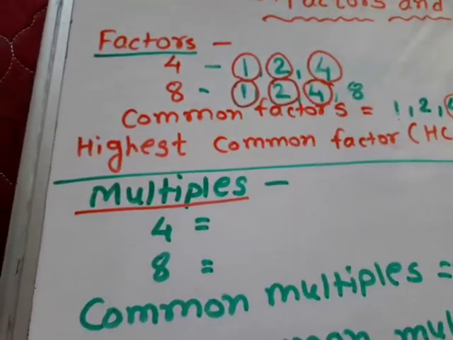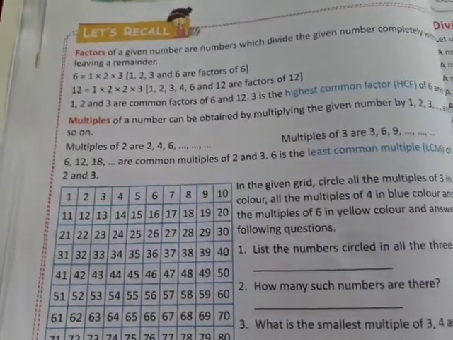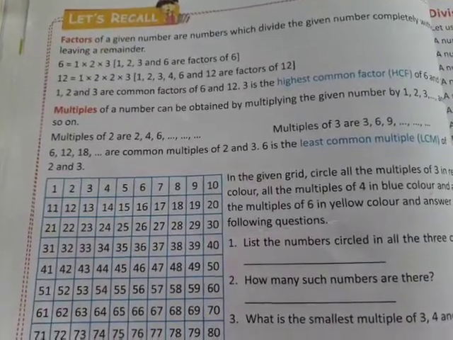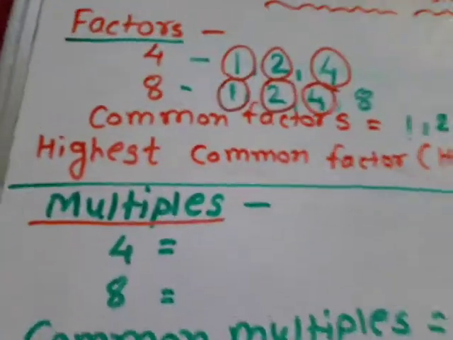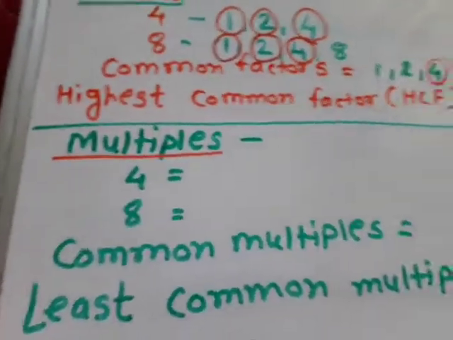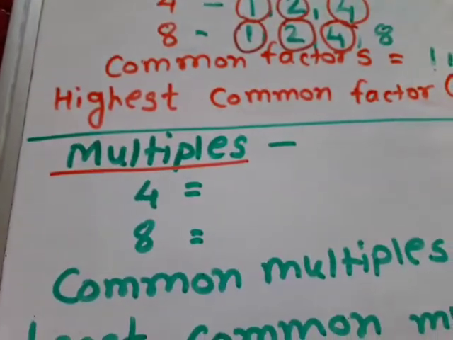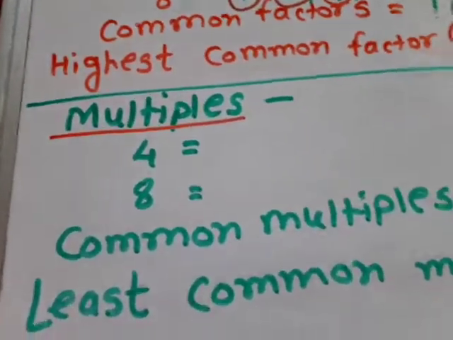Now we see the multiples. Multiples of a number can be obtained by multiplying the given number by 1, 2, 3 and so on. There is no limit for multiples. See, we get limited factors, but there is no limit for multiples. Means multiples have no limit.